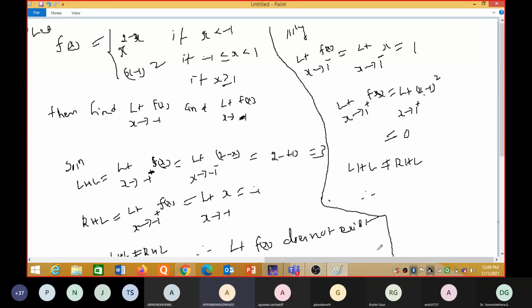So you should write the limit does not exist, sir. Okay. So limit x extends to 1 of f of x does not exist. Okay. 1 minute. I have to wait.